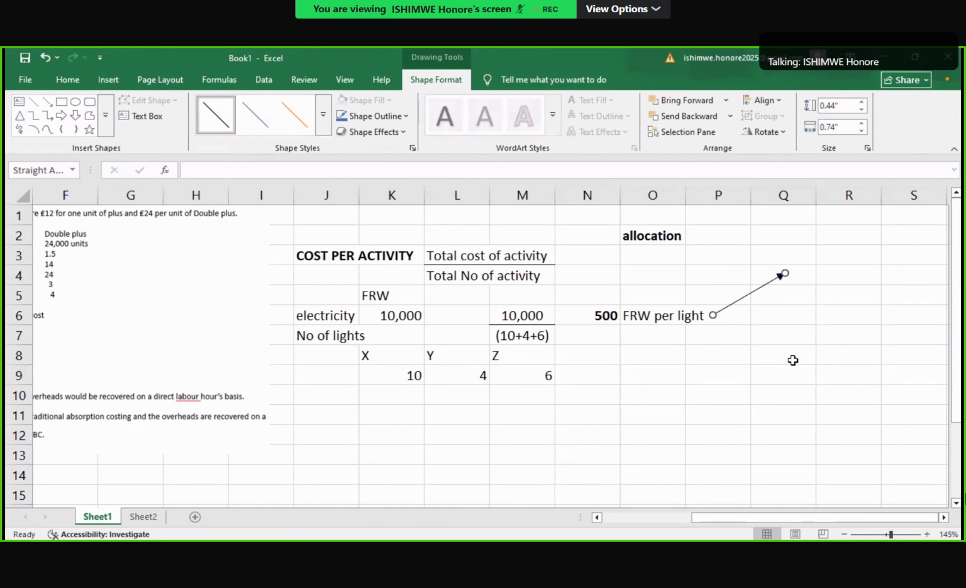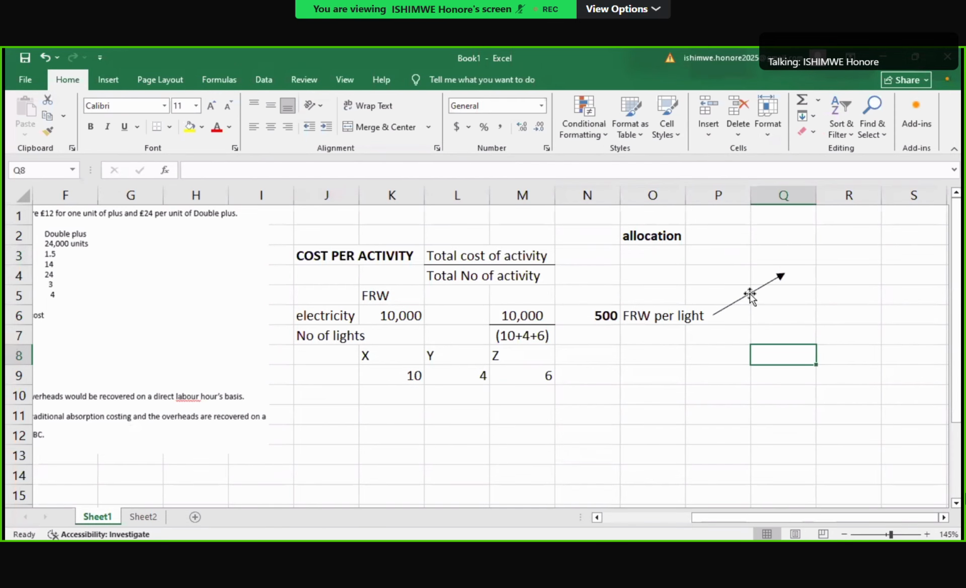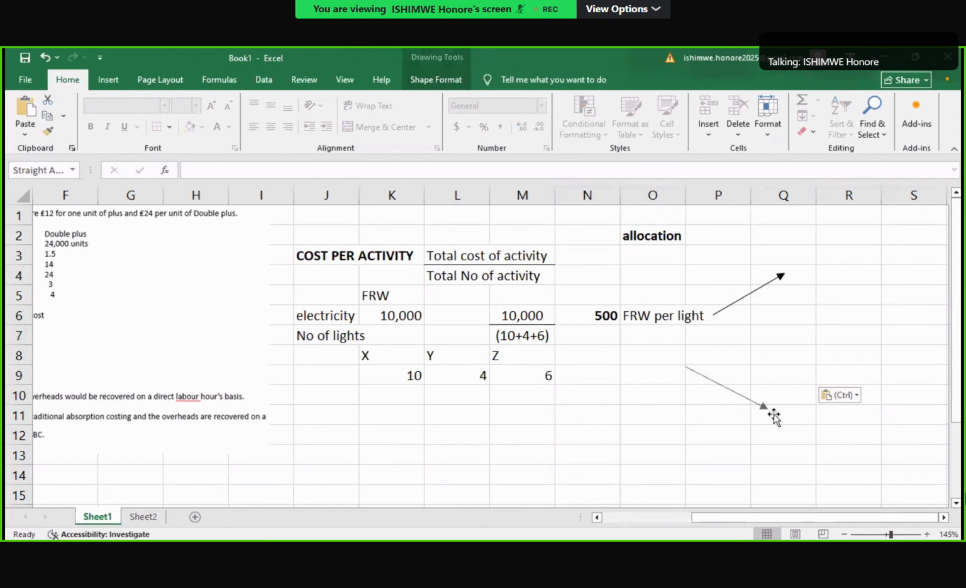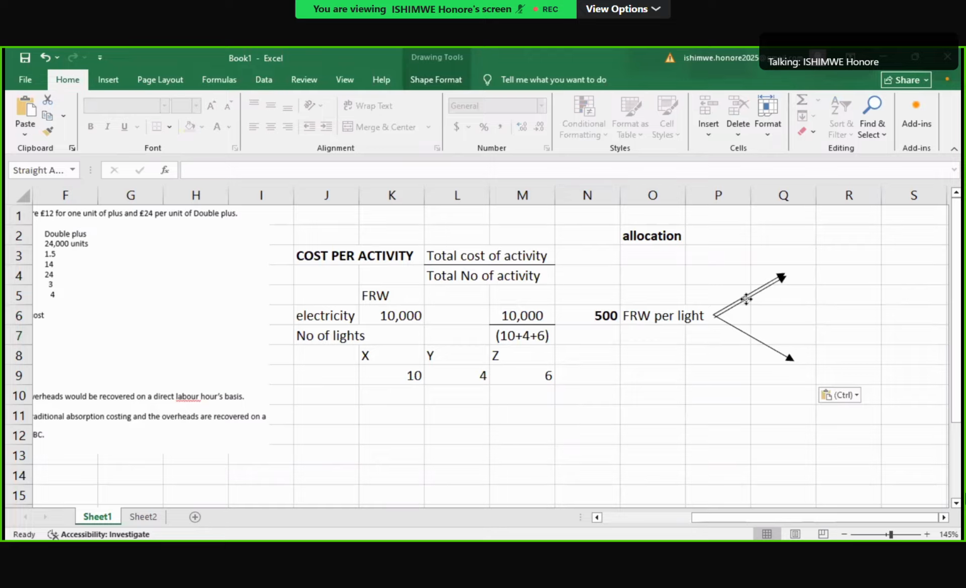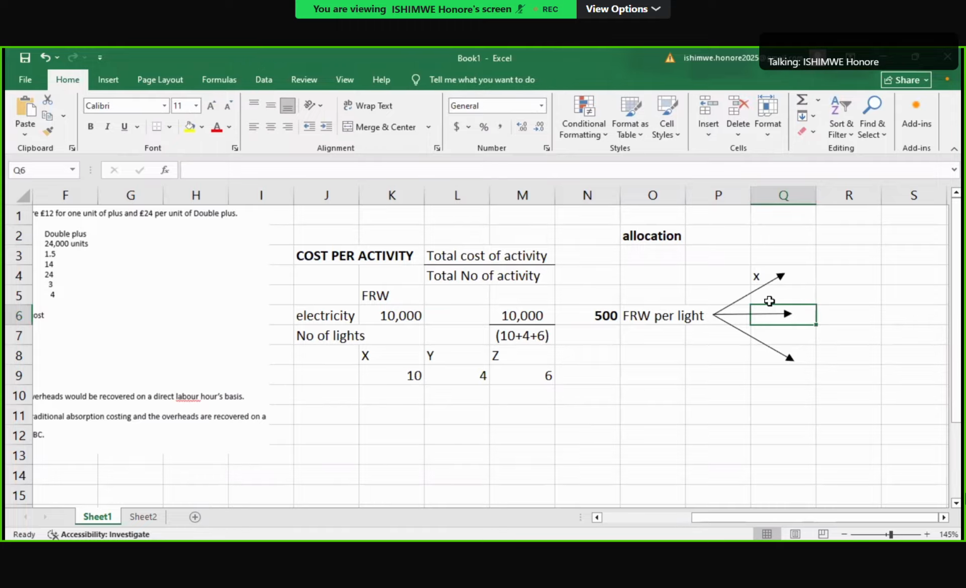Okay. I hope you can see this. I'm going to allocate it to department X, to the respective cost center, department Z, department also, and I'm also going to put here department E. This is the allocation I'm talking about, okay? Here, this is department X, this is department Y, this is department Y, this is department Z.